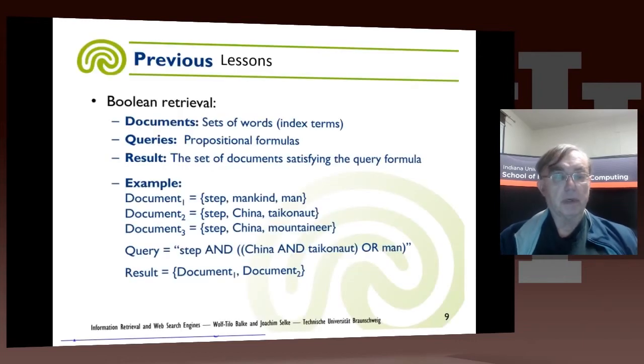So the previous approach with the query method, we had the documents, which are in the space of words or terms. We had queries, which were formulae, which could have answers, and then the result was the set of the documents satisfying the query formula. And we had these very simple example documents. We could do queries such as the one here, step and China and, taconod, or man, and that would have a particular result. So that's classic query logic.